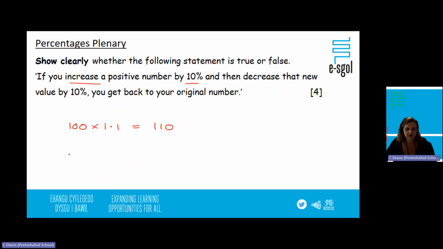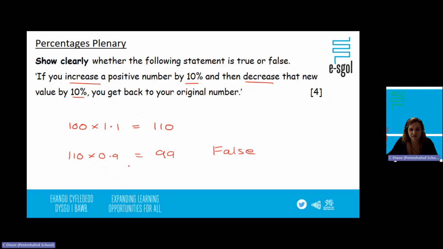And then that new amount, that 110, then gets decreased by 10%. Now a decrease multiplier of 10% is 0.9. Okay, that would give me 99, which is not my original number. I started with 100, but I've now got 99. And that's because you're finding percentages of different amounts. 10% of 100 is not the same as 10% of 110. And that's why there's a different value there.